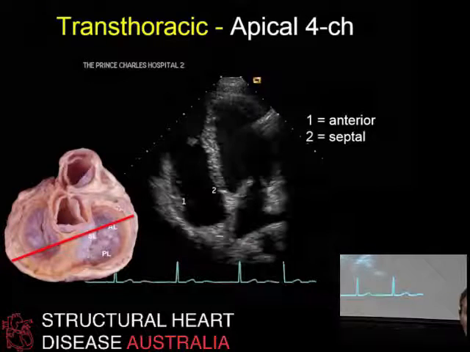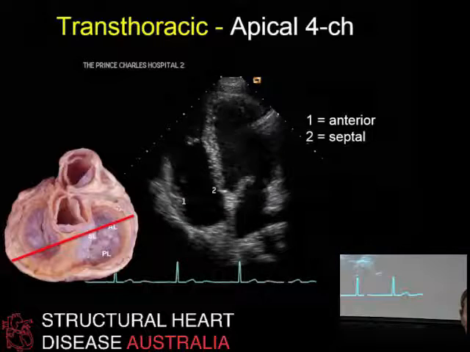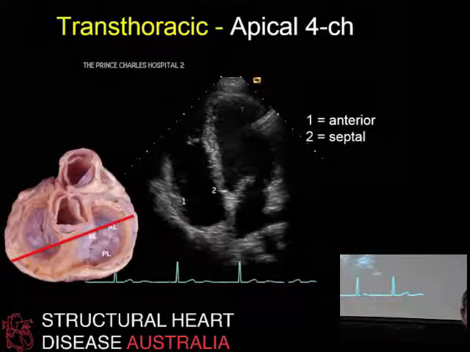The apical four-chamber view typically shows the anterior leaflet associated with the free wall and the septal leaflet closest to the septum.